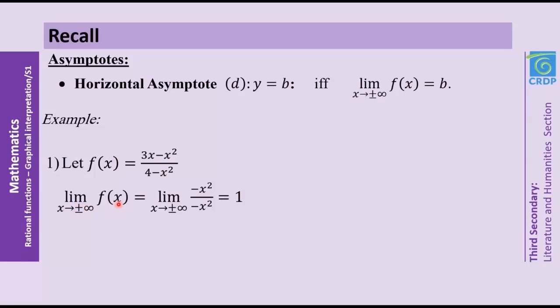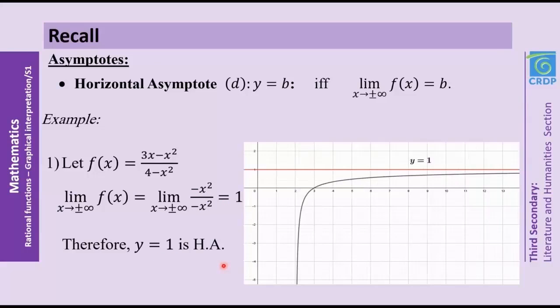To find the limit of f of x as x tends to plus or minus infinity, we need to look at the highest powers in the numerator and denominator. Here, they are minus x squared divided by minus x squared, which is equal to 1. Therefore, y equals 1 is our horizontal asymptote.